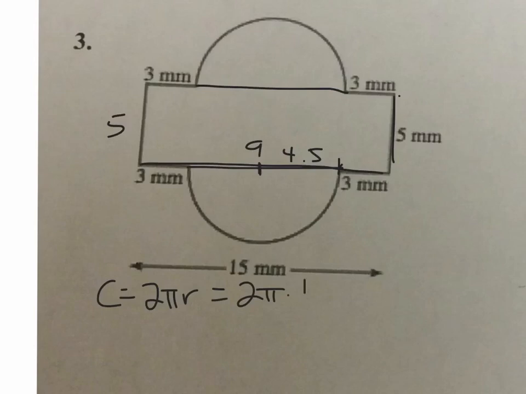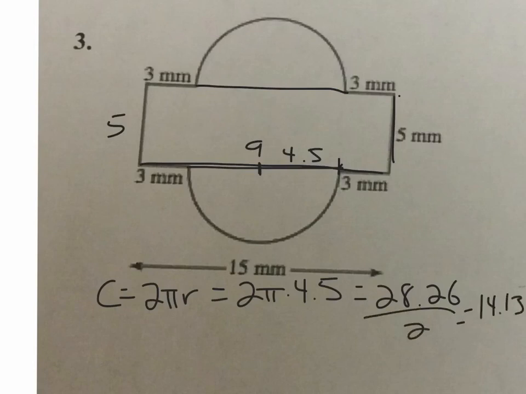So I'm going to times that by 4.5. Okay, so I'm going to do 2 times 3.14 times 4.5, which ends up giving me 28.26. But that's for both of them. So let's divide it by 2 to get one of them. So if I divide this by 2, I end up with 14.13. So this length right here is 14.13. This length right here is 14.13.